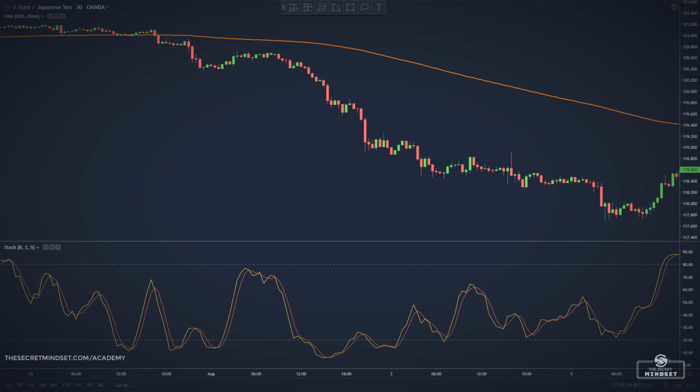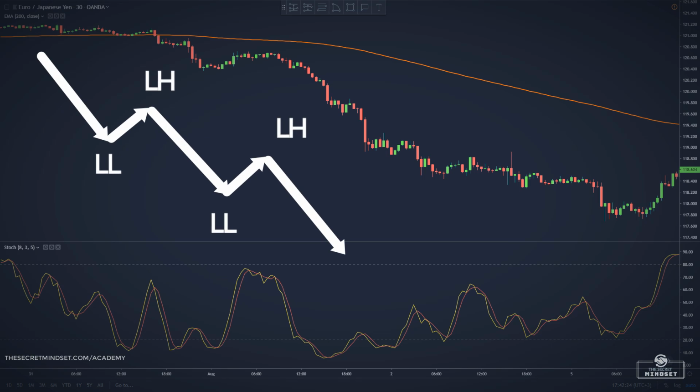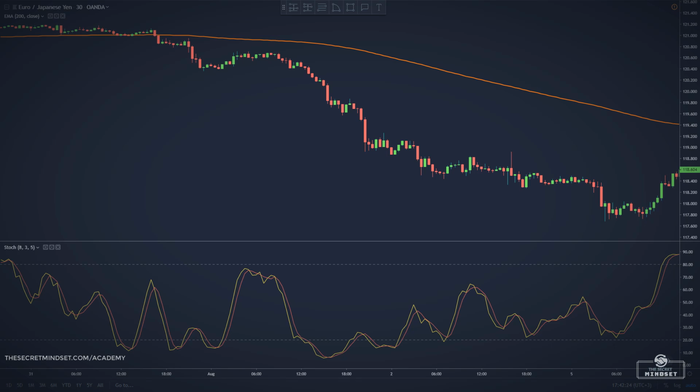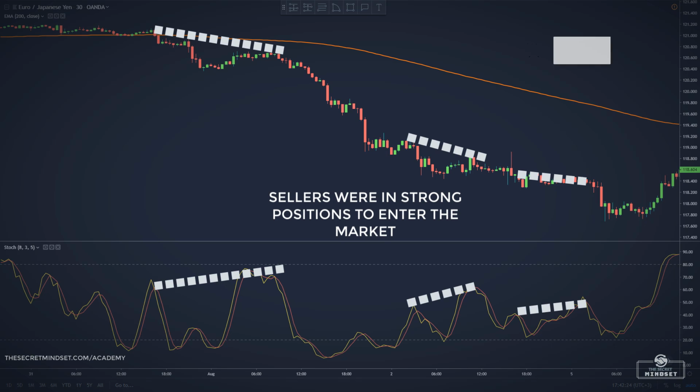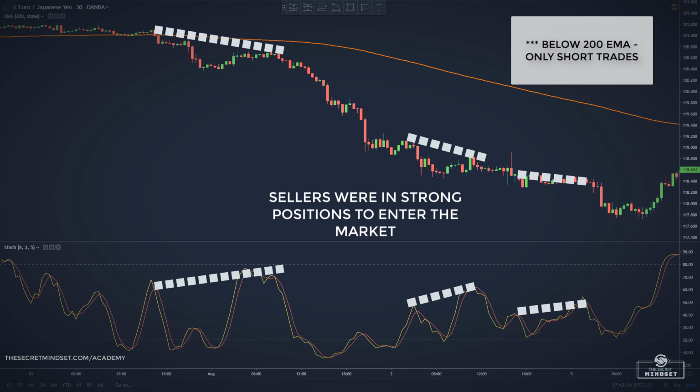Pay attention to this chart. The price action indicated a downward momentum with the price making lower highs. However, despite the fact that the price was making lower highs, the stochastic oscillator recorded higher highs, thus forming a hidden divergence. As you can observe, several bearish hidden divergences occurred during this period, signaling that sellers were in strong positions to enter the market. The trick is to determine the main trend and only take positions in the direction of the trend. So don't chase all the divergences that occur on the chart. Go for the ones with a higher probability, the ones in the direction of the main trend.